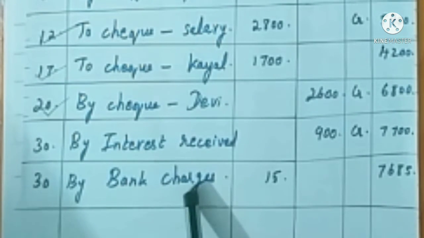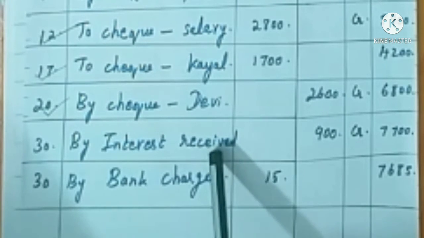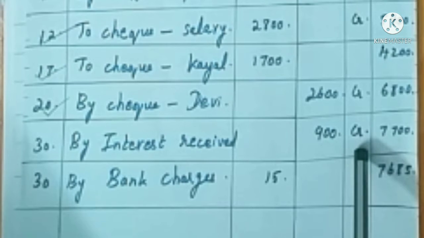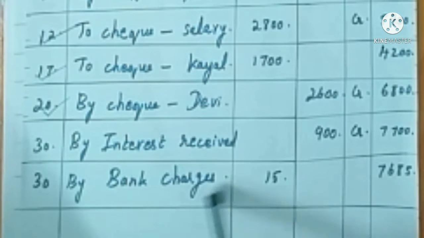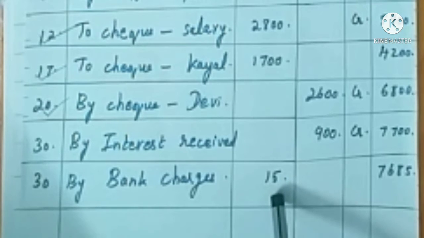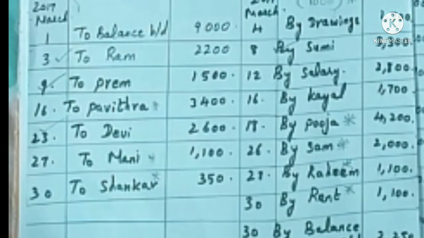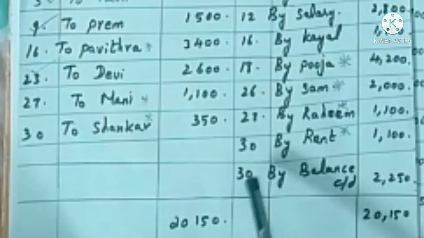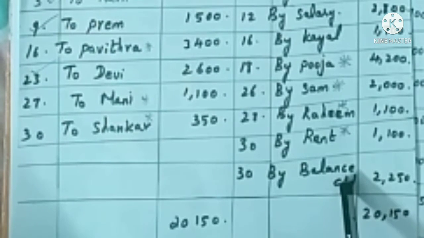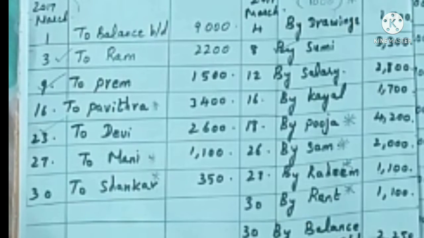Let's see whether it is recorded in both the books. By interest received, rupees 900 is recorded on the credit side of passbook and by bank charges is recorded on the debit side of the passbook. Let's see whether rupees 915 is recorded in cash book. In cash book, 915 rupees is not recorded in cash book. So this causes the difference between the cash book balance and the passbook balance. So 915 rupees should be taken into account while preparing bank reconciliation statement.